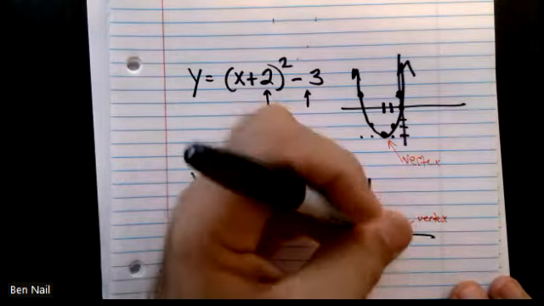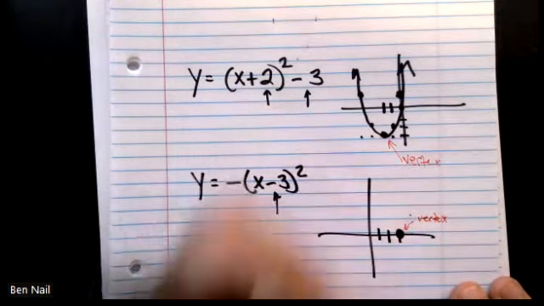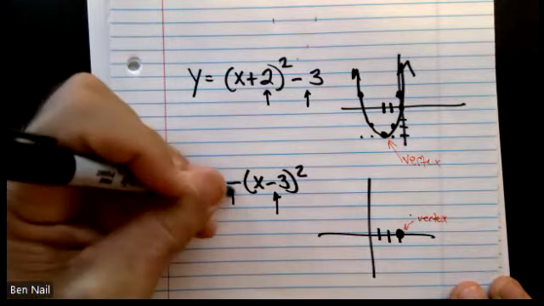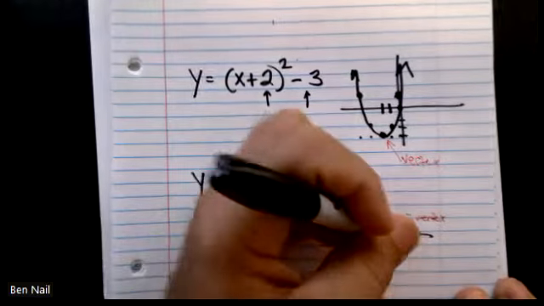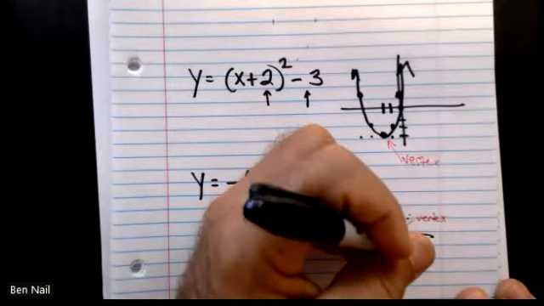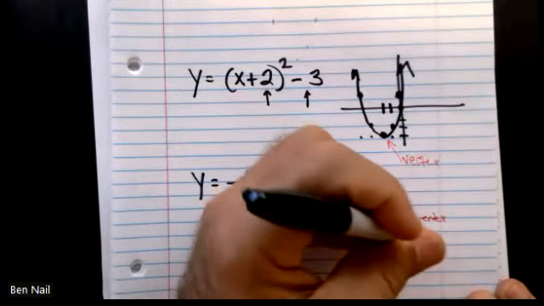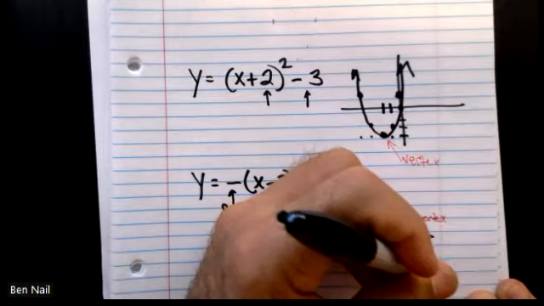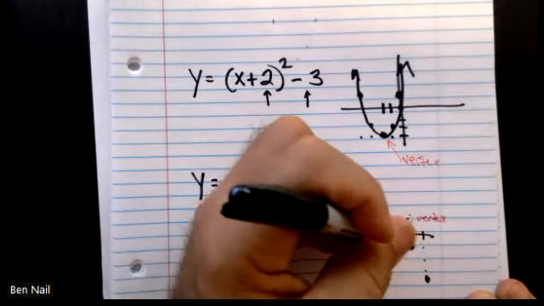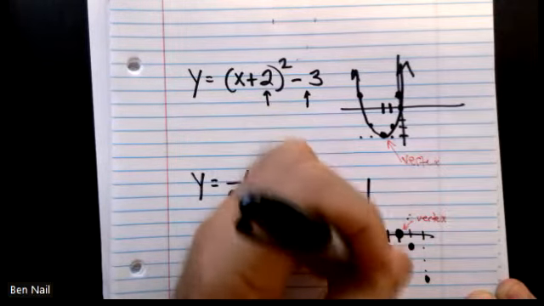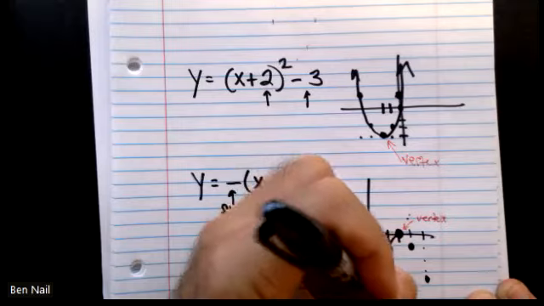And like I said, normally we go over 1 and up 1, over 2 and up 4. This negative is going to flip everything over. So instead of going over 1 and up 1, we go over 1 and down 1. We go over 2 and down 1, 2, 3, 4. Same in the other direction, over 1 and down 1, over 2 and down 4.